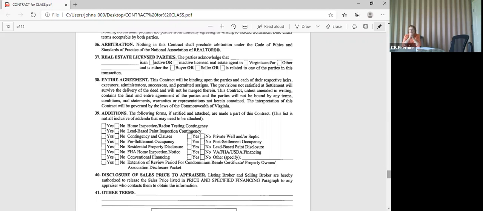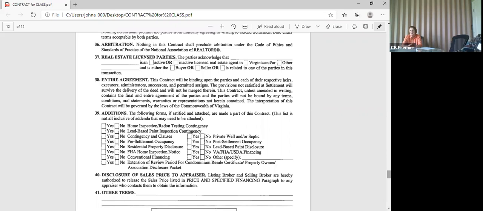Now, the next thing is real estate parties. This is simply whether or not somebody within the thing is licensed in Virginia or any other state, buyer or seller, or related to one of the parties in the transaction. And the entire agreement goes on. If they die, it goes to their heirs.